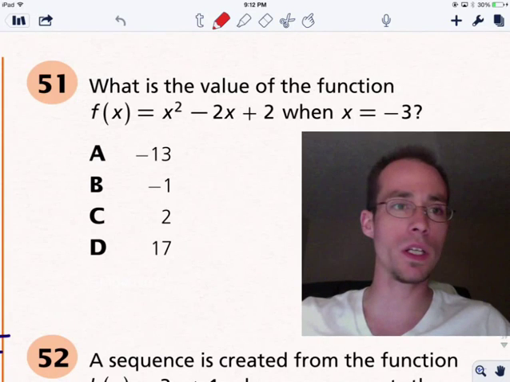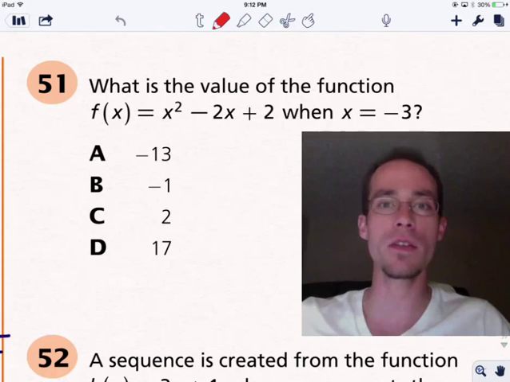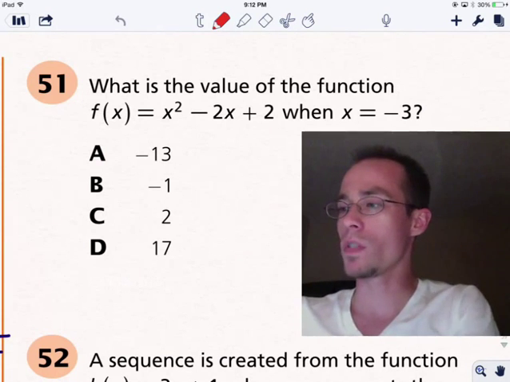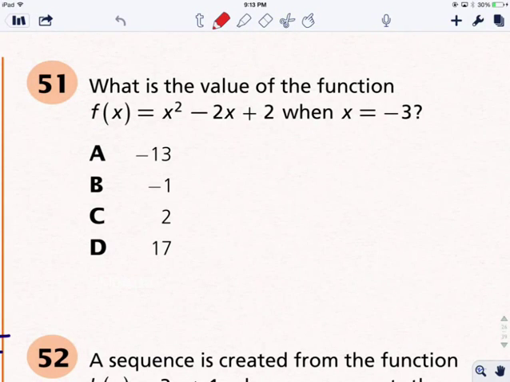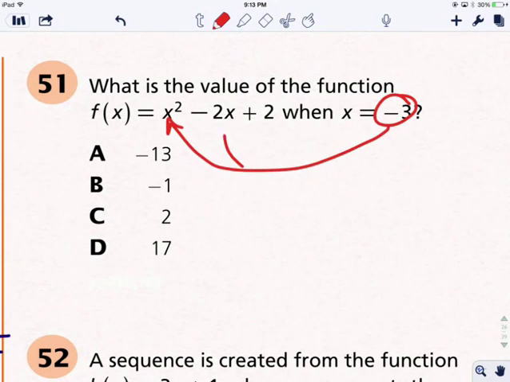Number 51 here, you should have already tried on your own and gotten an answer. Let's go ahead and do it. What is the value of the function f of x equals x squared minus 2x plus 2 when x equals negative 3? Here all you need to do is plug in this value of negative 3 in for x and then evaluate.